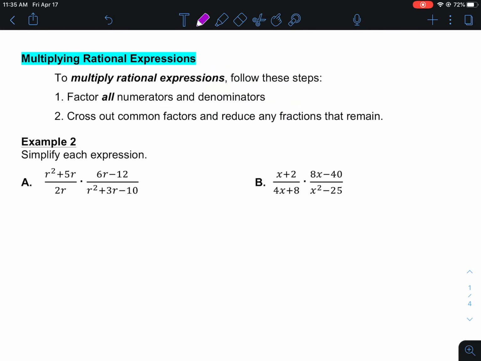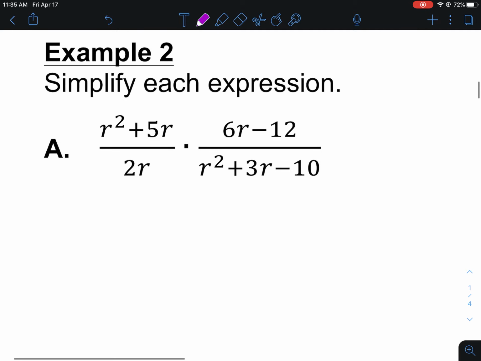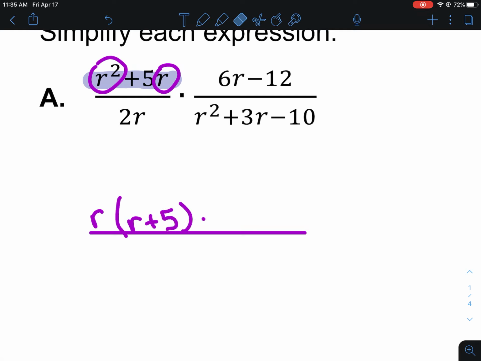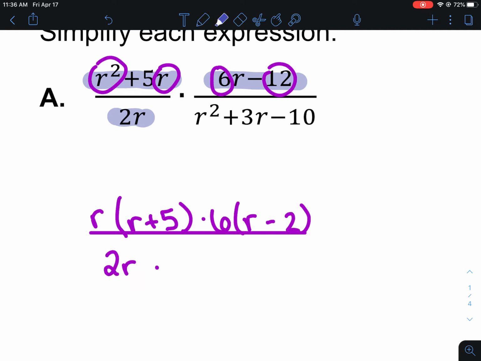Multiplying rational expressions is exactly the same, only you have more to work with. Okay, so I'm still just going to factor, cancel, reduce. So in this first piece here, I'm going to look at, oh, they both have an R. That's a GCF. I can take out an R. In my second one here, oh, they both have a 6. I can take out a 6. When I do that, I'm left with R minus 2. There is nothing I can do here with this 2R.